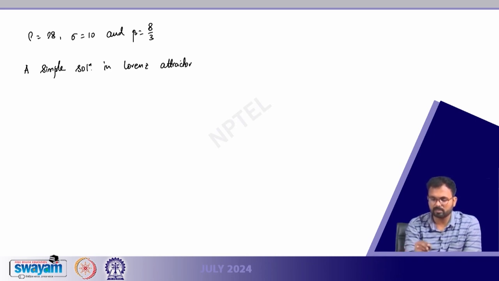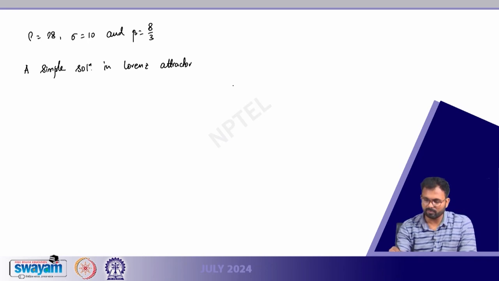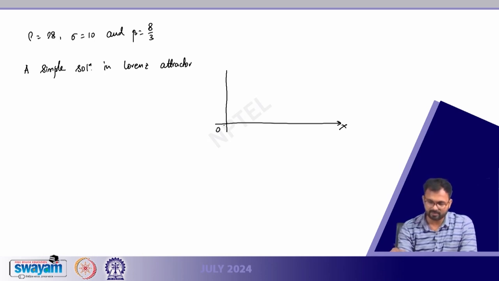The solution of the Lorenz equation exhibits chaotic behavior, and for these parameter values, a simple solution can be given if we plot it. I hope I'll be able to plot it correctly. So this is the x-axis, this is 0, this is the y-axis. More or less, it had this kind of behavior, something like this, and then like this.